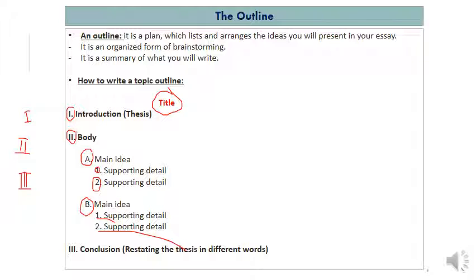In the conclusion, we just restate the thesis statement but using different words. Like for example, if in the thesis statement we said there are many advantages and disadvantages of using mobile phones. So in the conclusion, I have to state the same idea but using different words. Okay, that's it.